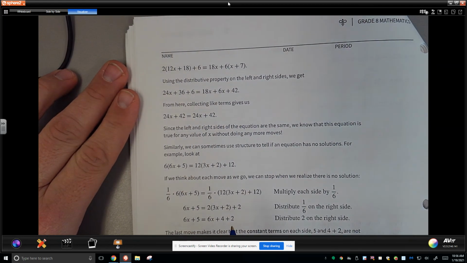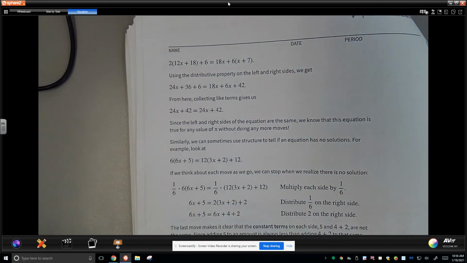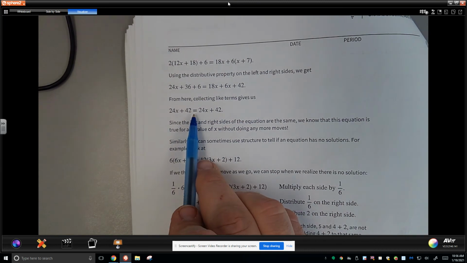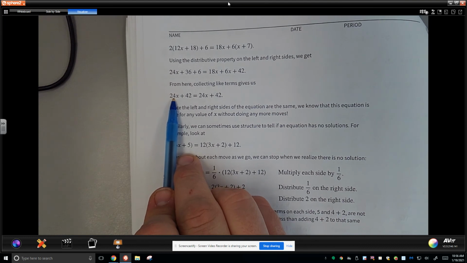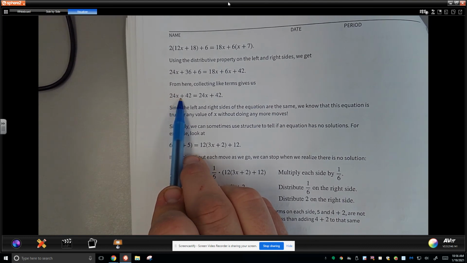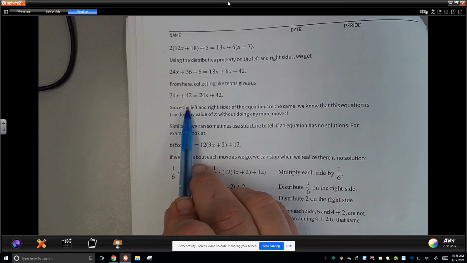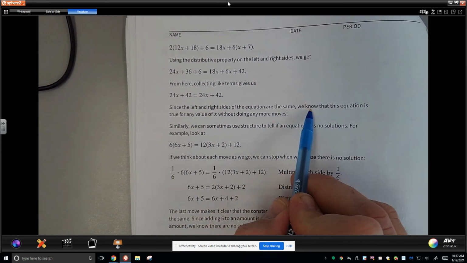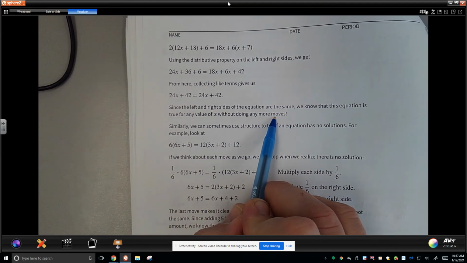That's like saying all red Skittles are sour, and they're not. You have regular red Skittles and then you have sour Skittles, and these are not the same. Neither are those, even though they're delicious. Since the left side, when we simplify after collecting the right terms, 24 times x plus 42 is equal to 24 times x plus 42. Since the left and the right sides of the equation are the same, we know that this equation is true for any value of x without doing any more moves.